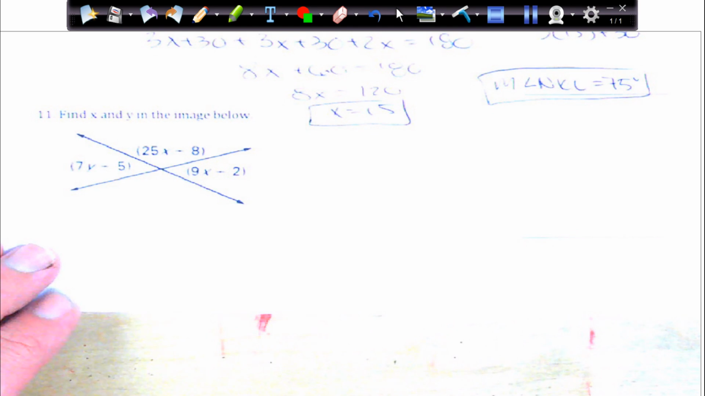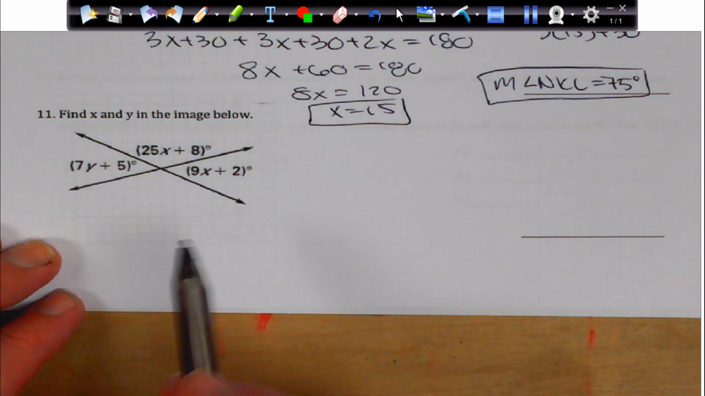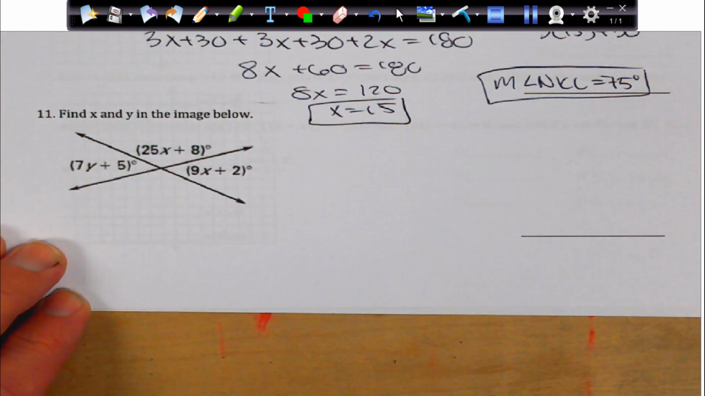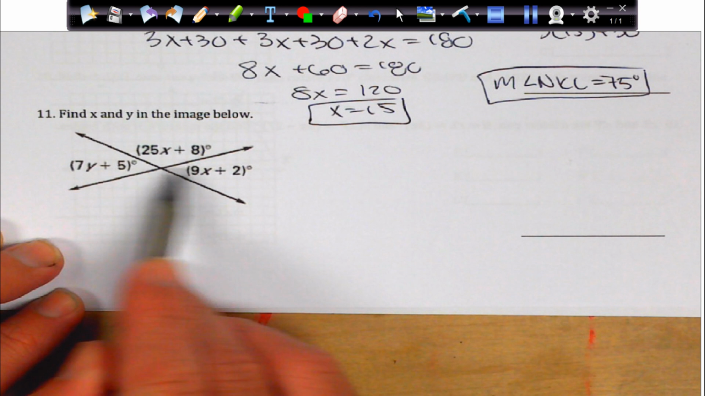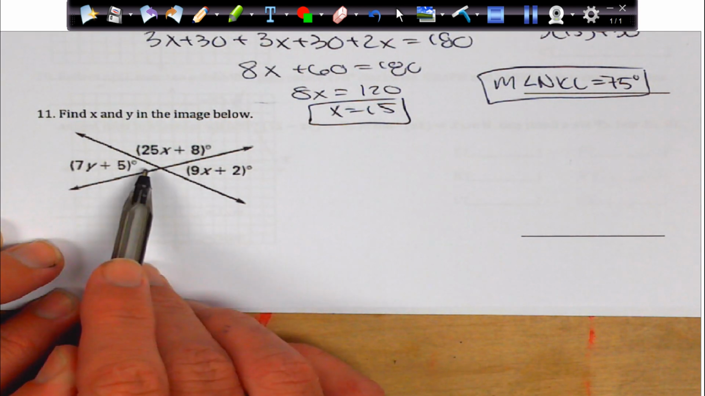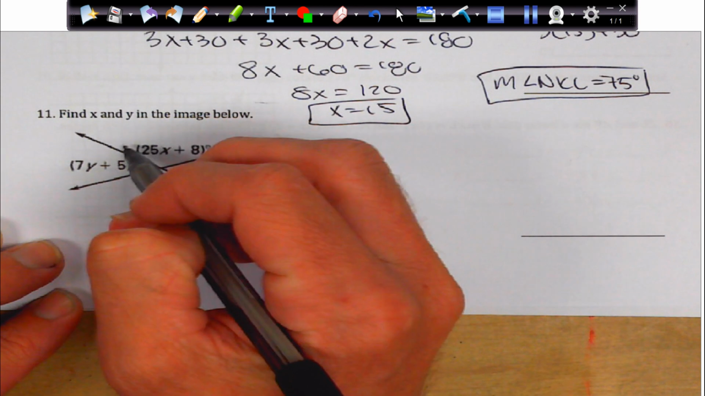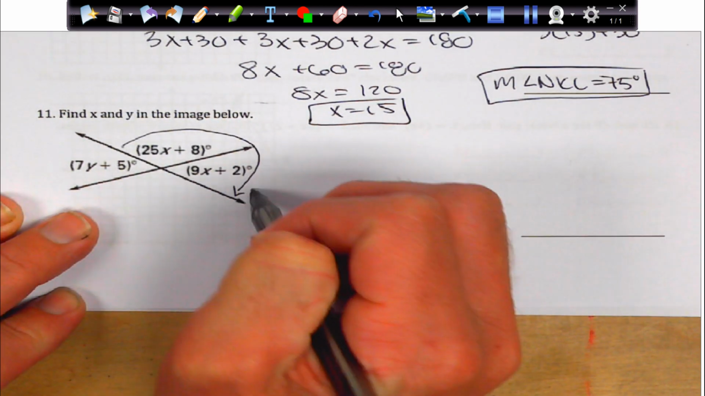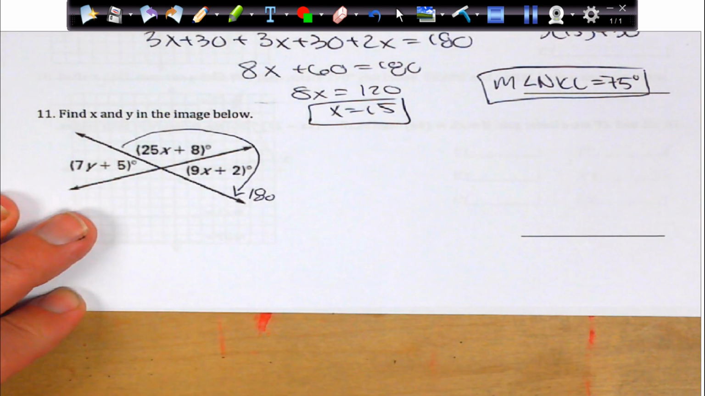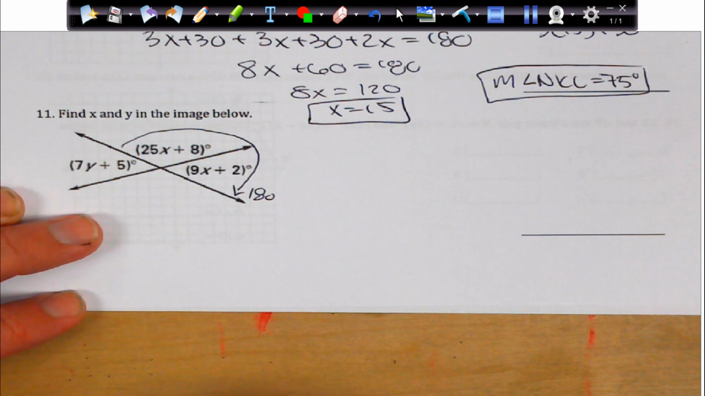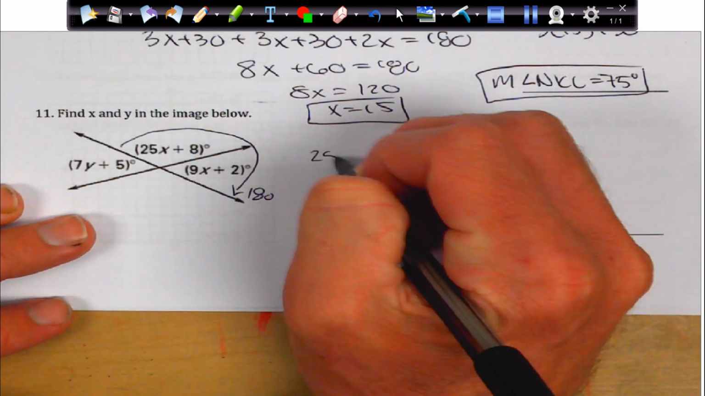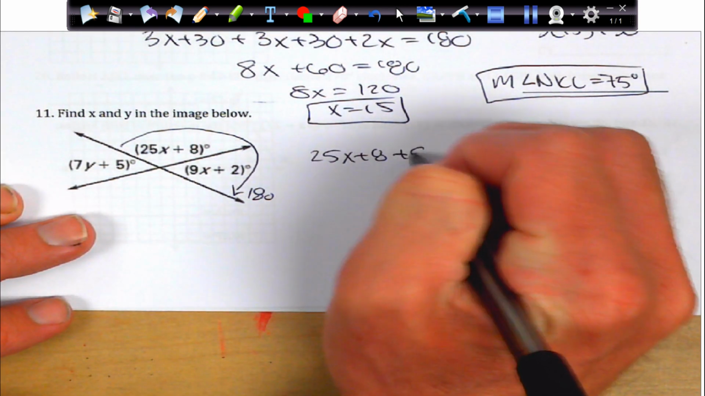All right, find the x and y in the image below. All right, so we could do a couple things here. One, I could do vertical angles, but that's a y and that's an x. Can't set an equation equal with a y and an x. But I can do this. This is a linear pair. This adds to 180. Okay, so we know linear pairs add to 180. So if they create a straight line, they add to 180. So I'm going to add those together to create 180.